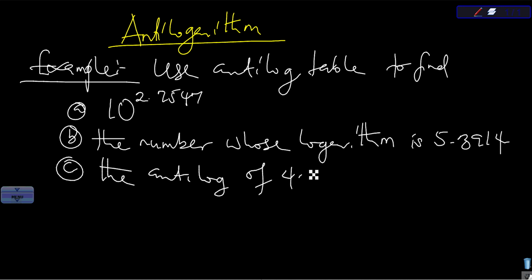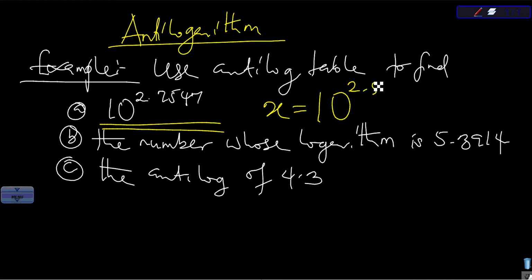And lastly, the antilog of 4.3. I purposely picked this example so that you get to know the different ways they can call out antilogs. This is the first way they can twist a question on antilog. They can just say x equals 10 raised to the power 2.5471, or wherever the question might be. This is a way of asking you to find the antilog of this, and you should check the antilog table for the antilog of that 2.5471.